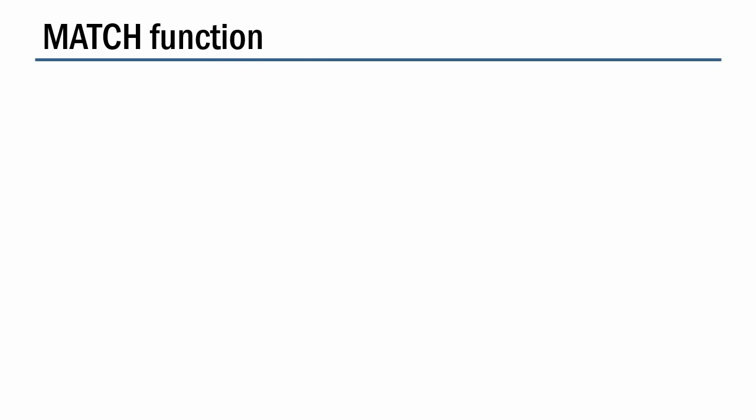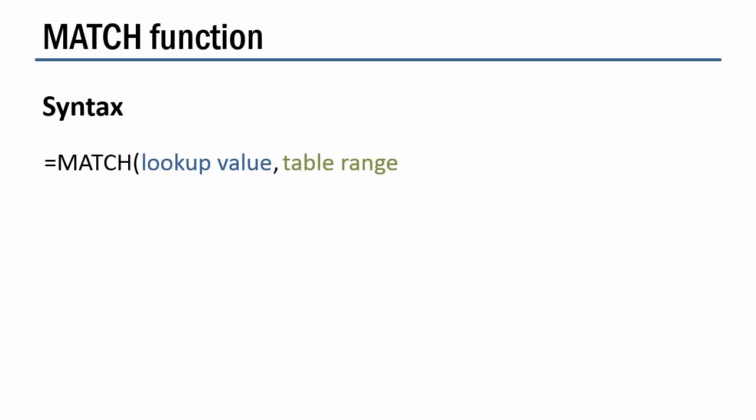So let's talk a little bit about the syntax of the match function. We say equals match, open the parenthesis, right, just like any function. And then you put in the lookup value. That's just like what we were talking about before. That's going to be the order number. Put in a comma. Then you have the table range. Table range is the same as what we were talking about before. In our case, we're going to use the entire table. You put in a comma, and then you enter the type.